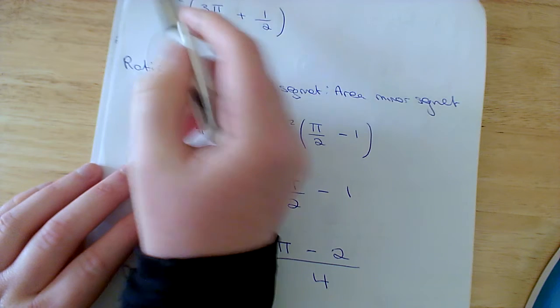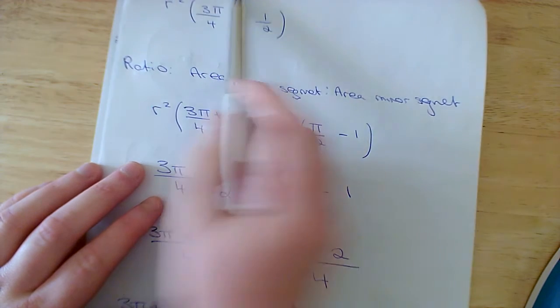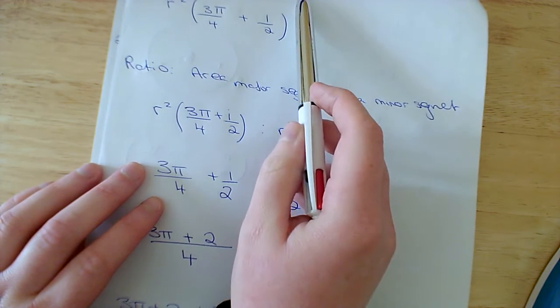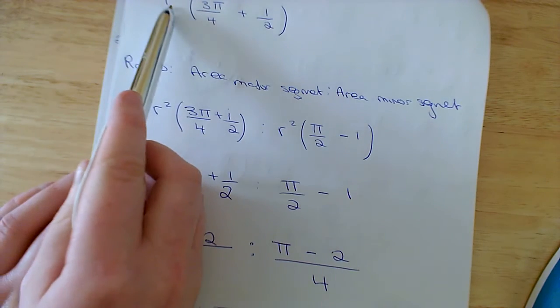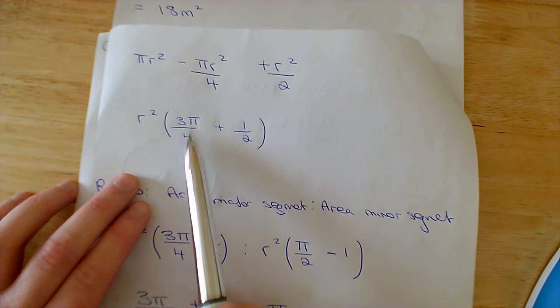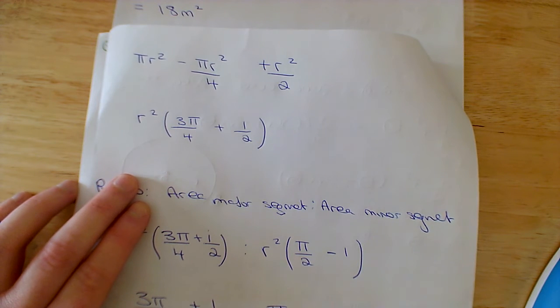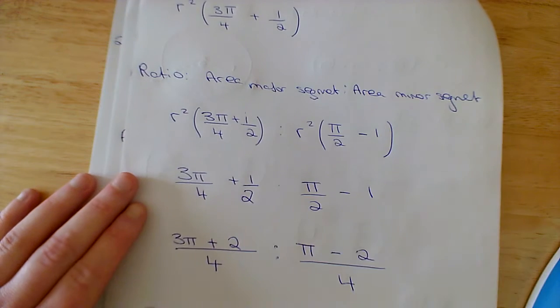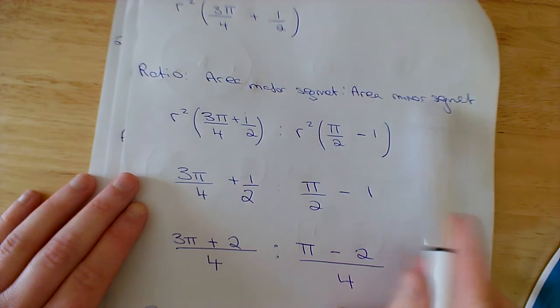Then I'm going to multiply things out, so I'm left with pi r squared minus pi r squared over 4 plus r squared over 2. I'm going to take out my r squared, so I'm left with r squared, bracket 3 pi over 4 plus a half. Then I have my ratio, the area of my major segment to the area of my minor segment.